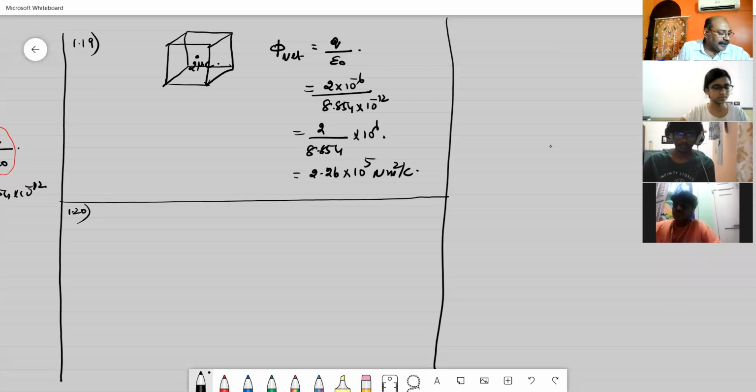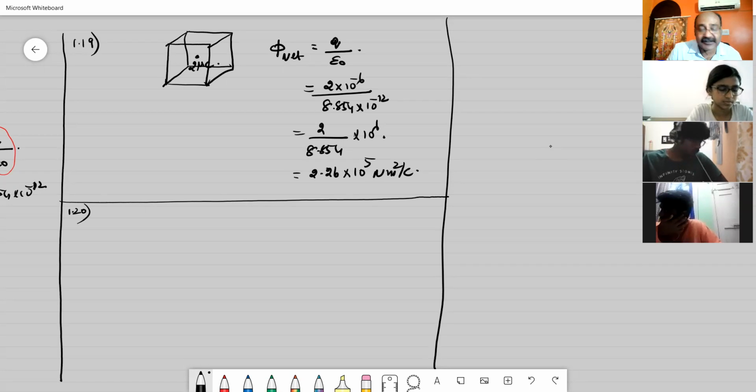See the problem number 1.20. A point charge causes an electric flux of minus 1 into 10 to the power of 3 Newton meter square per coulomb to pass through a spherical Gaussian surface of 10 centimeter radius centered on the charge. If the radius of the Gaussian surface were doubled, how much flux would pass through the surface? The second question, what is the value of the point charge?